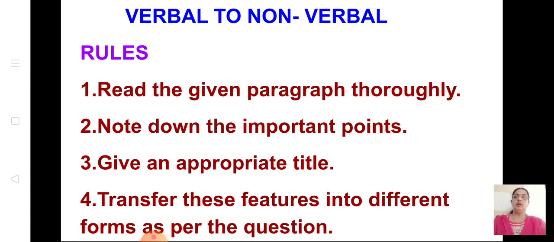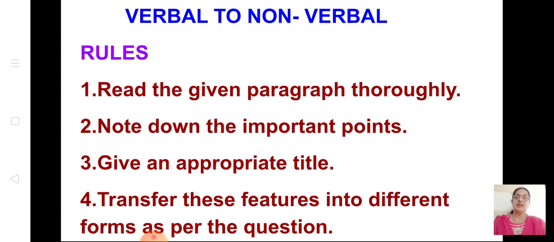Before that we will see what are the rules for converting verbal to non-verbal. First, you have to read the given paragraph thoroughly. When a question is given in your paper, read the paragraph thoroughly first. Then note down the important points. You can underline the important points, whatever you can cover. Note down the important points and give an appropriate title. Only a passage or paragraph will be given, so you have to think of a proper title for it first. Then transfer these features into different forms as per the question.